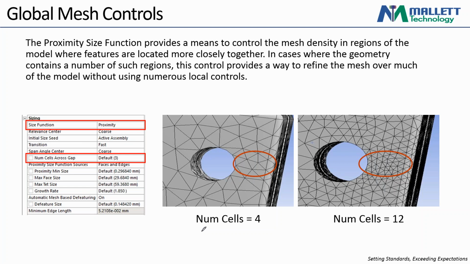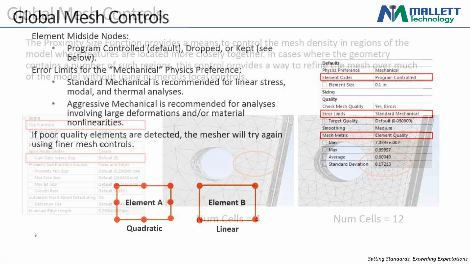So you can see in this case, with the proximity control, you can specify the number of cells across a gap. Here we specified 4, so you get 4 elements between these two features, which are the wall and the hole. And here you get 12 elements between the wall and the hole because you specified more elements across that gap. But once again, generally for static structural, or really for any structural dynamics problems, proximity is very rarely used.